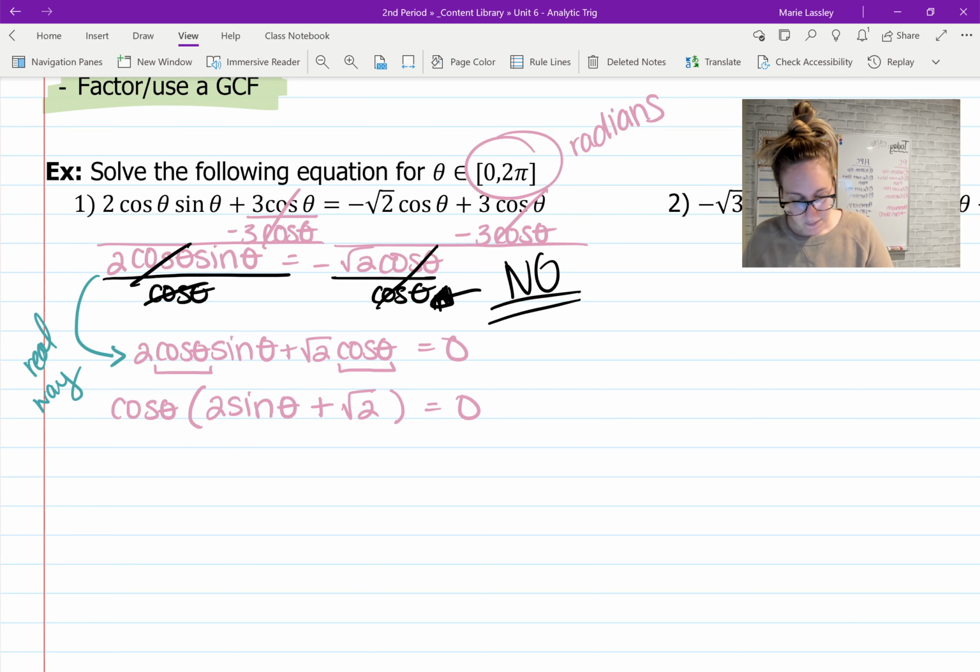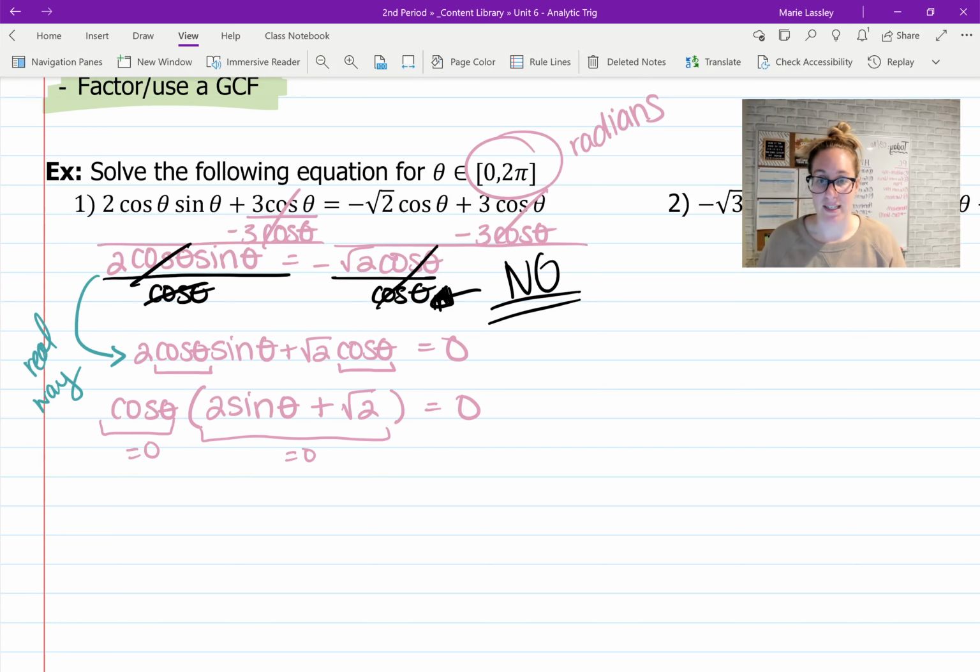Now, when we're at this step, there's a rule called the zero roots property. It tells us that if you have it set up as multiplication and it's equal to 0, that means if this piece equaled 0, 0 times whatever the other parentheses is would be 0. 0 times anything is 0. Also, if this equaled 0, then that whole side would be 0. So the 0 is the key piece here.